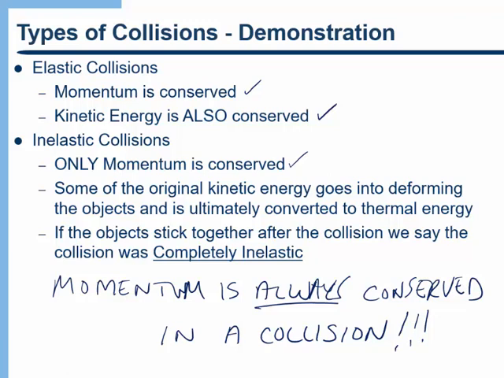So what distinguishes an elastic collision from an inelastic collision is whether the kinetic energy is also conserved. So what we're talking about here is if I add up all of the kinetic energy of my objects before the collision, and I add up all the kinetic energy of the objects after the collision, do I get the same value? Well, if you do, we call that collision elastic. If you don't, it's inelastic. So in an inelastic collision, we end up with less kinetic energy than we started with.